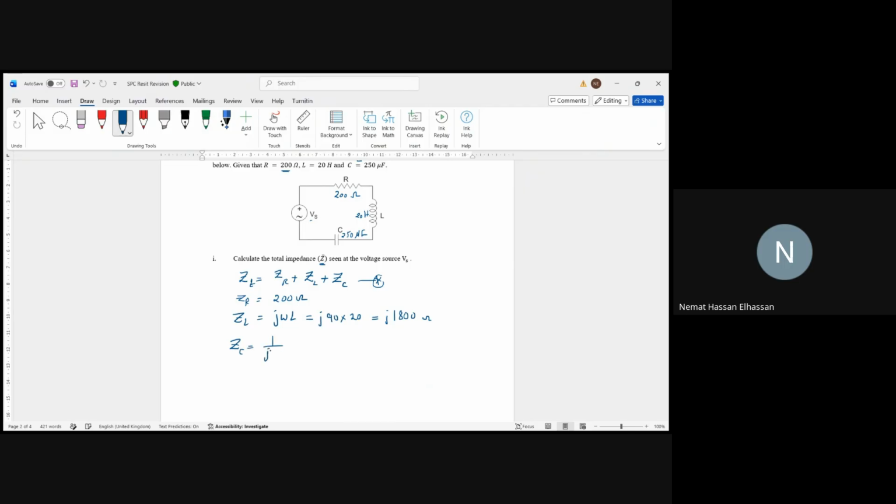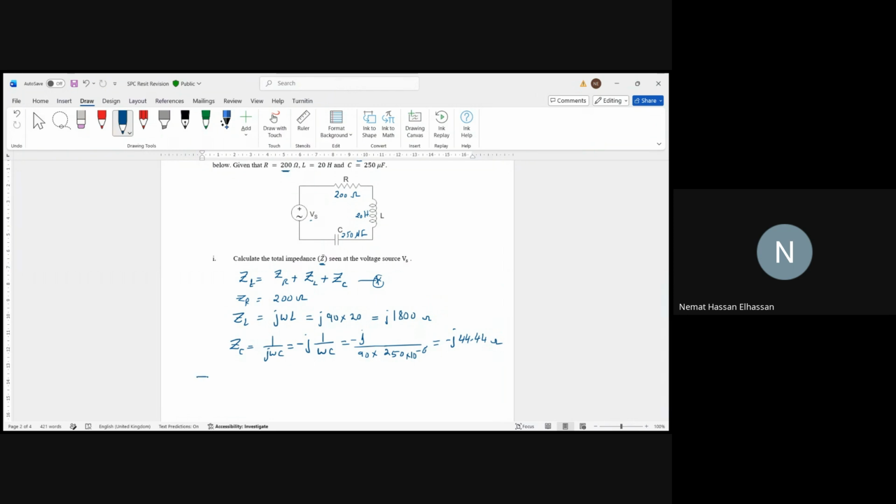We know that the impedance of the capacitor ZC is equal to 1 over j omega C, which is equal to minus j 1 over omega C. Omega is the same 90, so minus j over 90 times the capacitance C, which is 250 micro, and micro here is 10 power minus 6. So this is the capacitance impedance, which is equal to minus j 44.44 ohms.